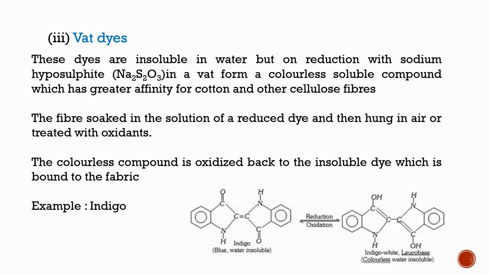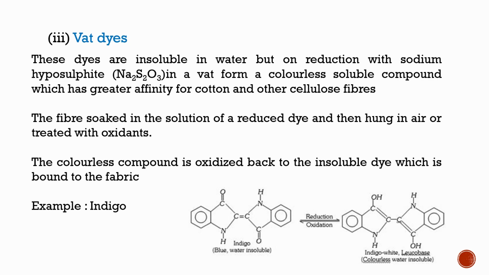Now these vat dyes are insoluble in water, but on reduction with sodium hyposulfite, Na2S2O4, in a vat they form a colorless soluble compound which has great affinity for cotton and other cellulose fibers. The fiber soaked in a solution of the reduced dye is then hung in air or treated with oxidants. The colorless compound is oxidized back to the insoluble dye which is bound to the fabric. So an example of a vat dye is indigo.